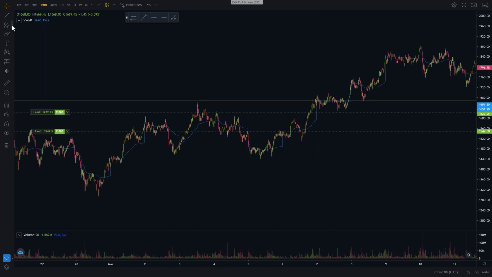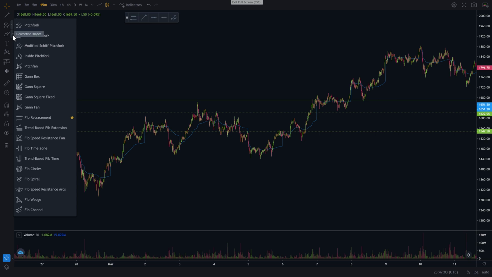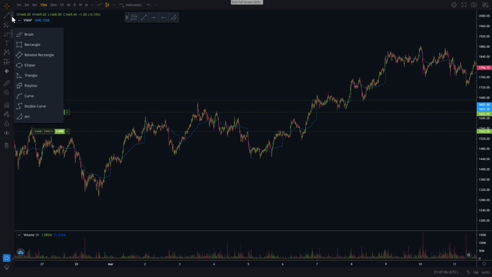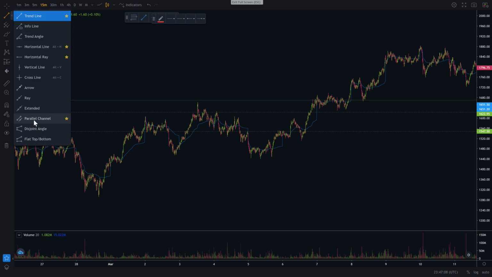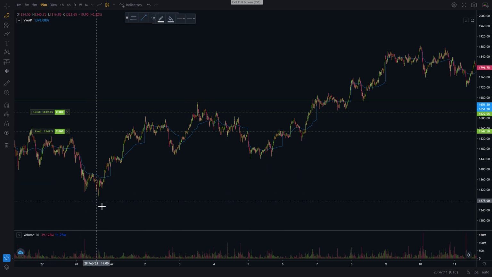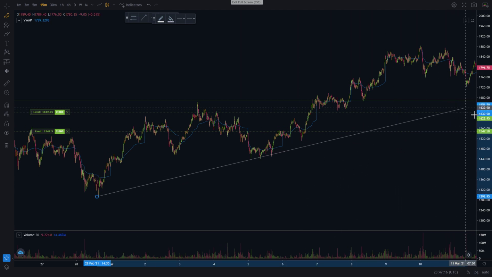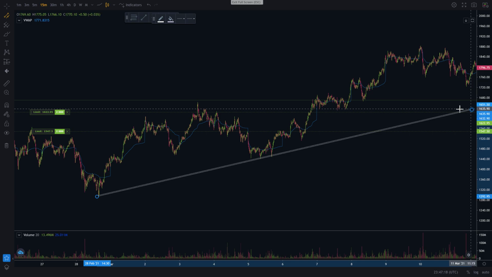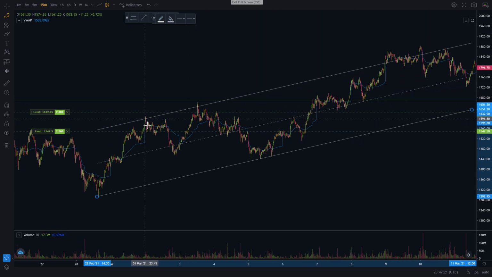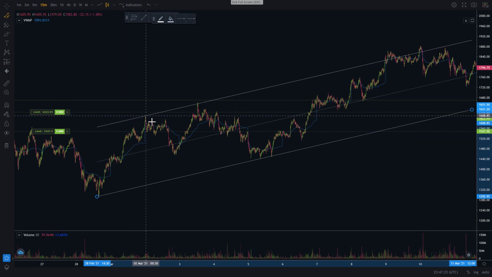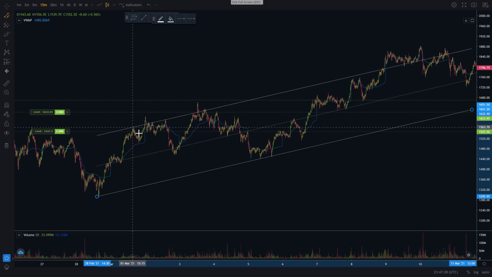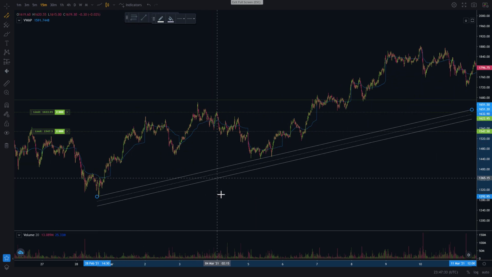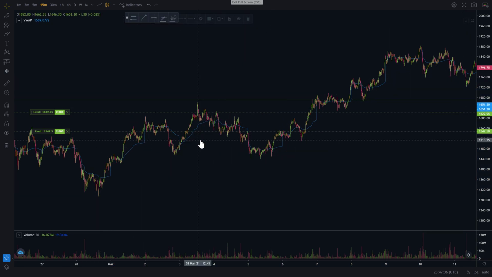You go here. You go to the first icon, and you will find the parallel channel. You need to connect the two points together like this, and then you will look for the first major high, so you can make your trend line. You will not use this one. I think when the trends, yeah, this is the key here.